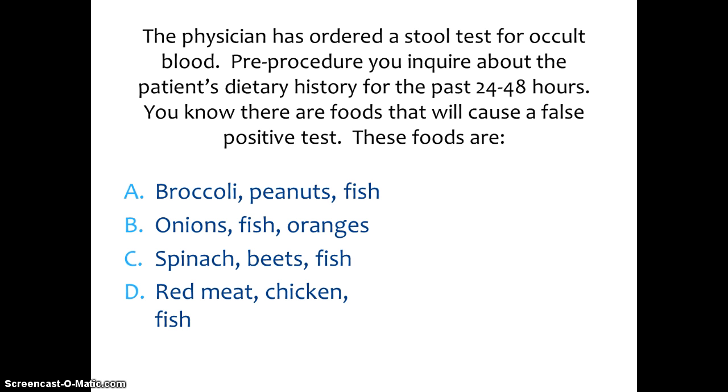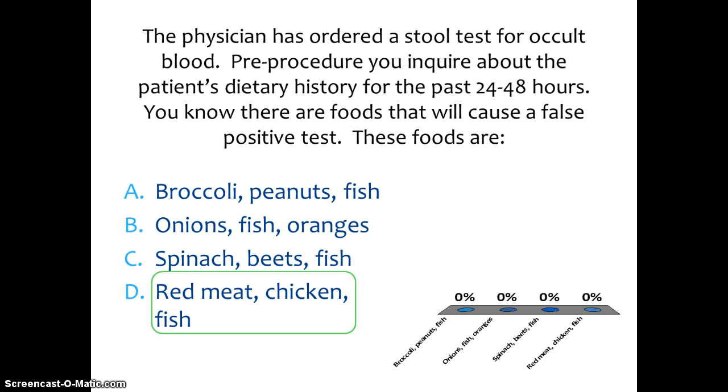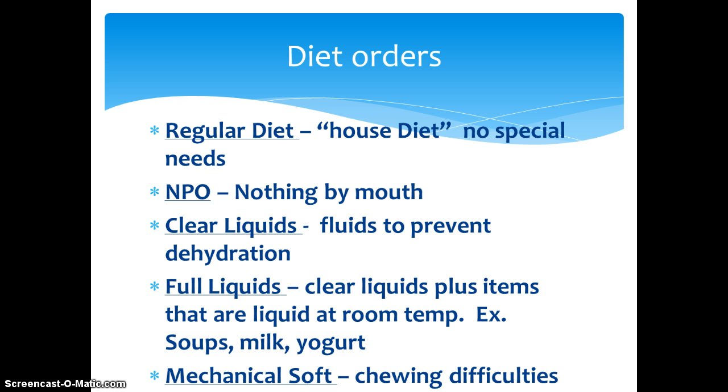A physician has ordered a stool for occult blood. Pre-procedure, you inquire about the patient's dietary history for the past 24 to 48 hours. You know that there are foods that will cause false positives in this test. Is it broccoli, peanuts, and fish; onion, fish, and oranges; spinach, beets, and fish; or red meat, chicken, and fish? So it looks like fish is in all four. I'll give you a second. The answer is red meat, chicken, and fish. Interesting. So that's one thing that you'll be requiring when you do this test.